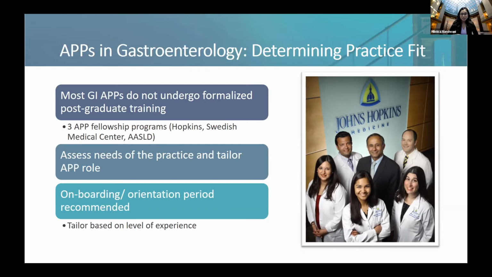And then I do want to mention that although it is a time investment upfront, I do highly recommend having an onboarding and orientation period that you can tailor based on the level of experience of the APP. I think this time is really crucial because you can gauge working styles and compatibility, you can create efficient workflows, you can learn what the practice and the provider's diagnostic and treatment approaches are, establish a comfort level, really build a trusting relationship, and promote an environment for constructive feedback.